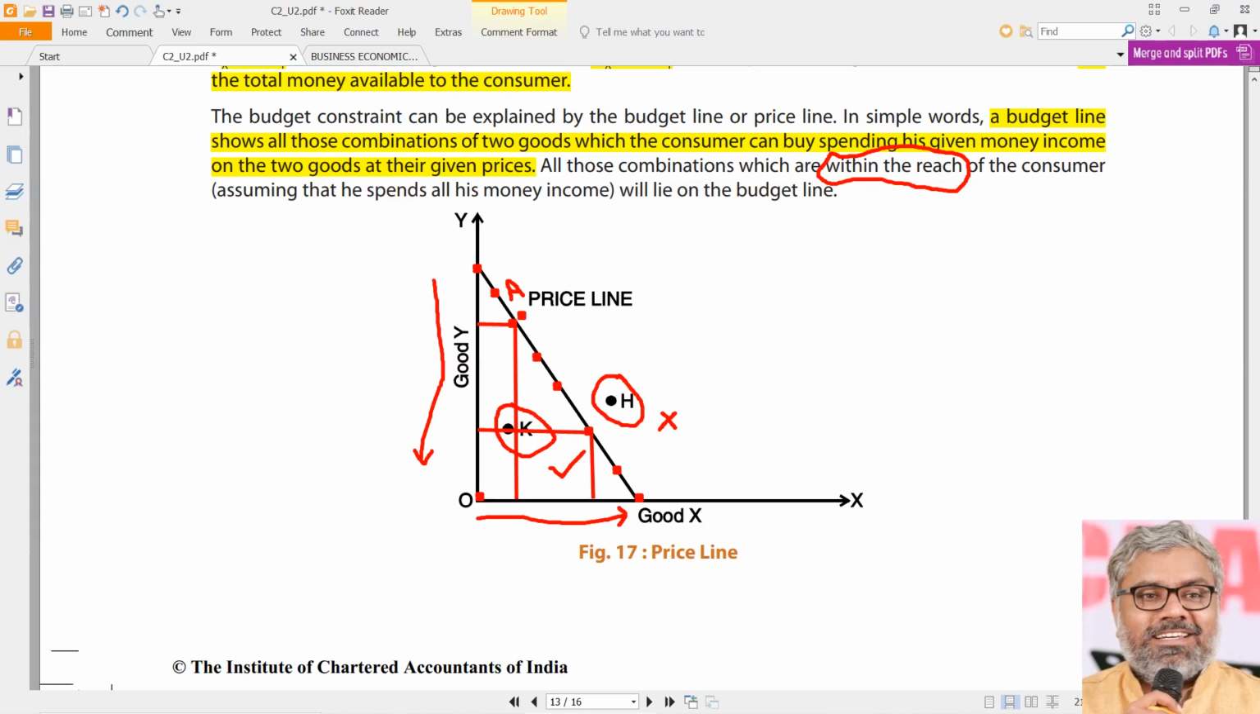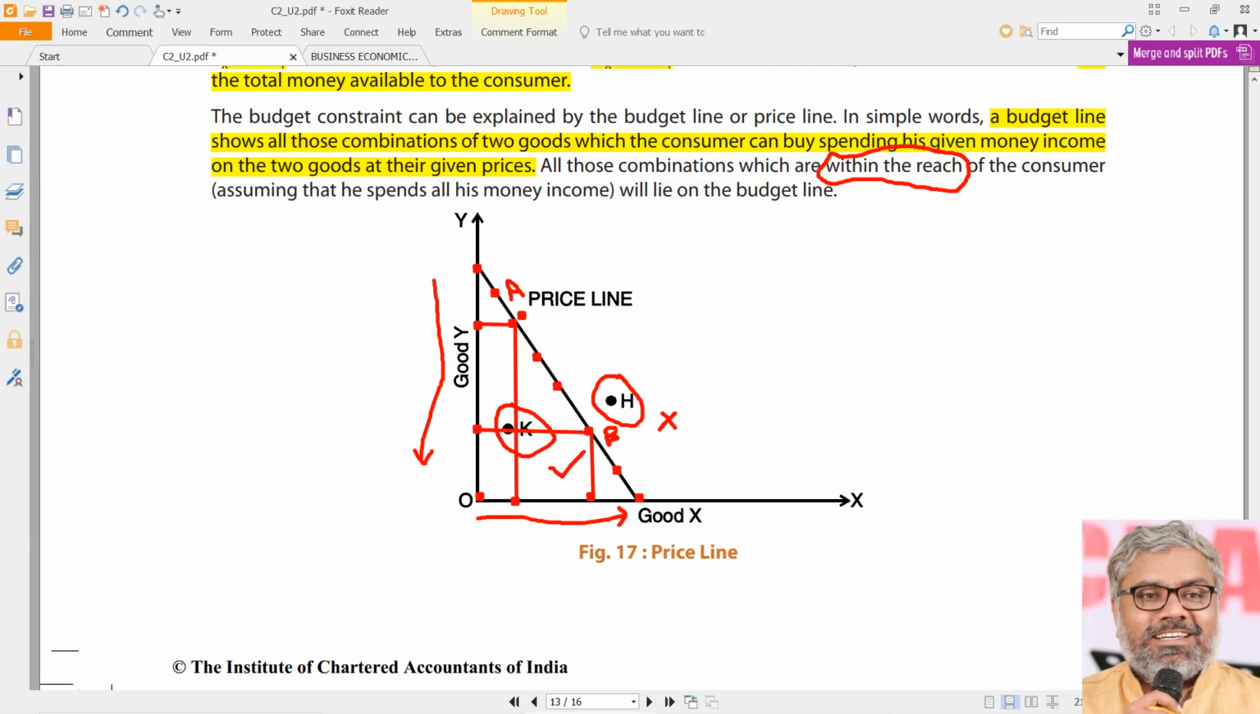At this point, he has more consumption of good Y but less consumption of good X. That is point A. But let us say this point B, which is also on the price line. But what has happened here? He has increased the consumption of good X but decreased the consumption of good Y because the entire budget he can spend is still the same.